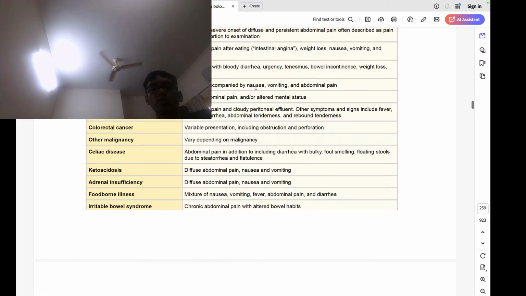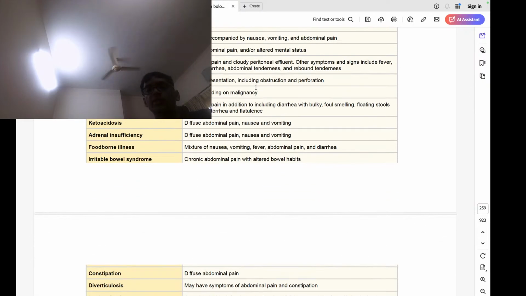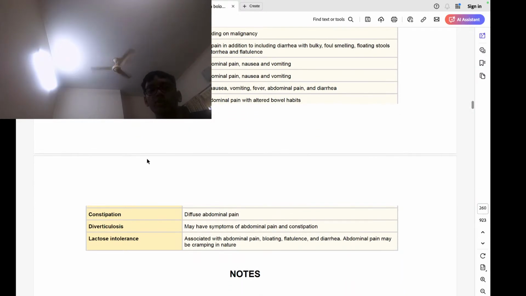Ketoacidosis is diffuse abdominal pain, nausea and vomiting. Adrenal insufficiency is exactly the same. Foodborne illnesses are a mixture of nausea, vomiting, fever, abdominal pain, and diarrhea.